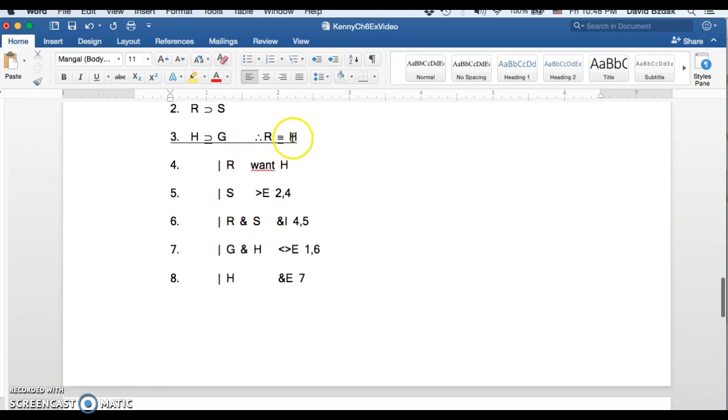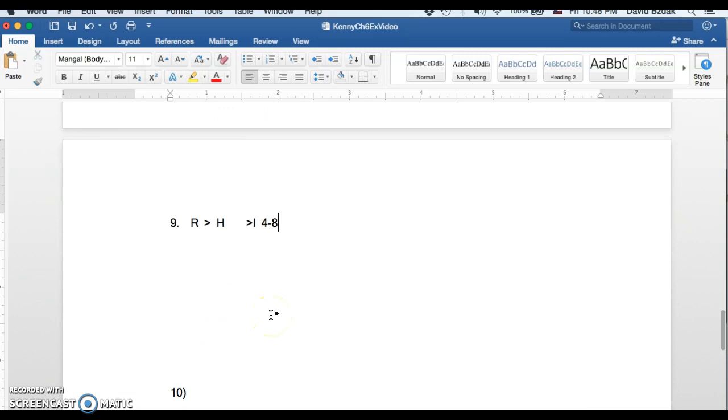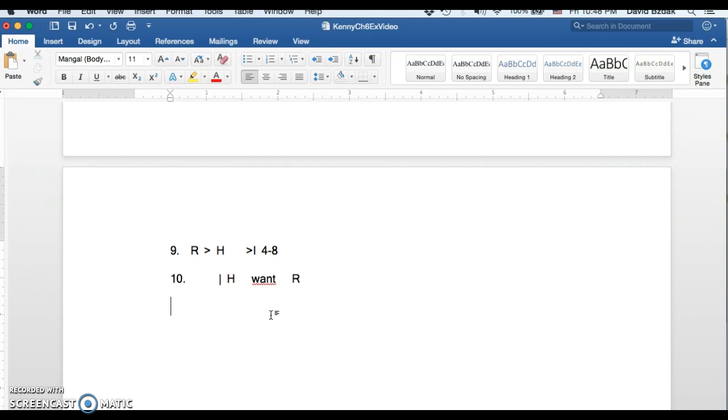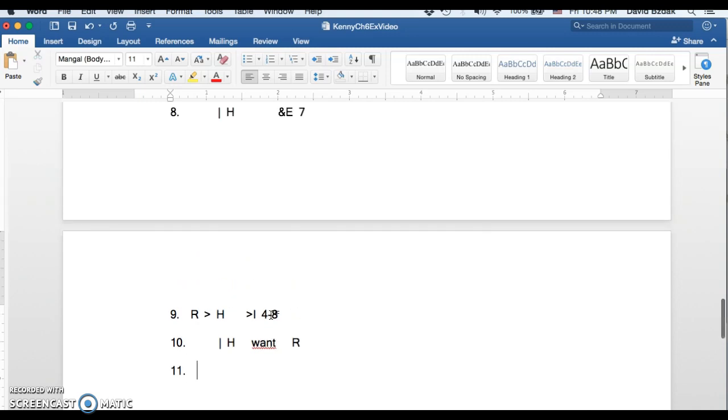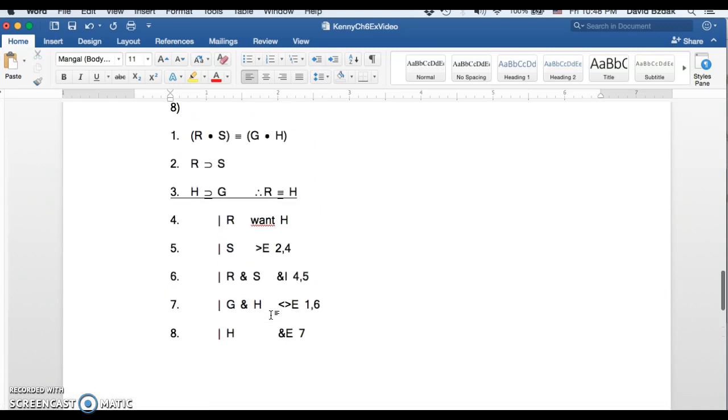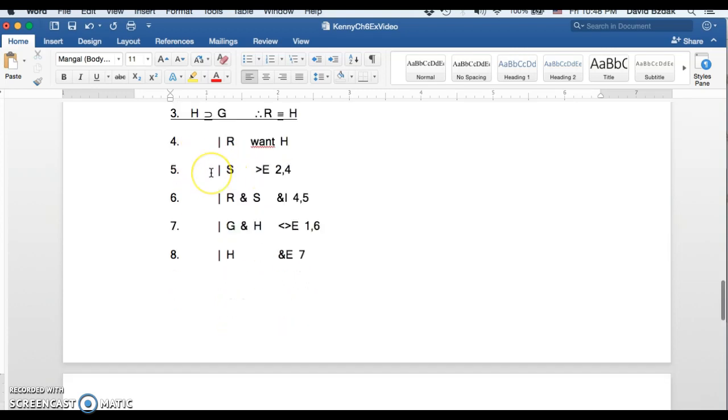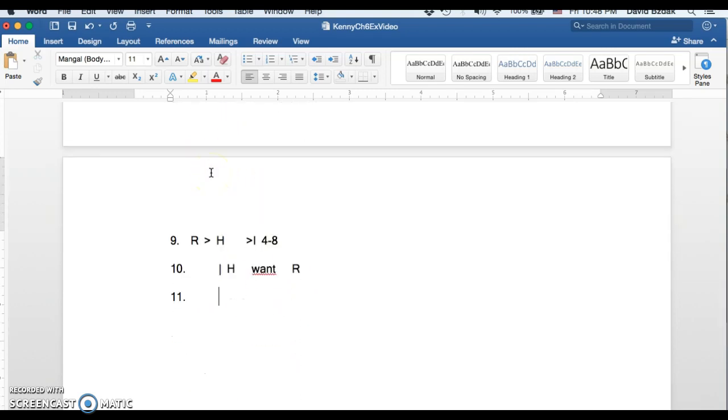We need R conditional H, but we also need H conditional R. So we'll indent, H want R. Alright, should have done this all on one page. So we're going to do basically the same thing. We're going to get G, then we'll do G and H, then we'll use that to get R and S, and then we'll simplify to get R.